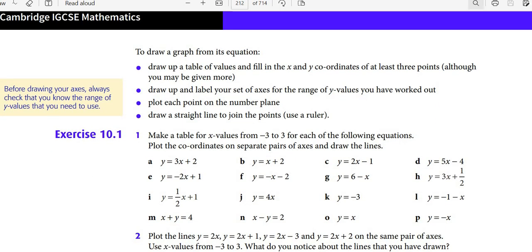To draw a graph from its equation, draw up a table of values and fill in the x and y coordinates of at least 3 points, although you may be given more. Generally, with just 2 points, it's okay. But if they ask you to do it with more values of x, then use all the values of x. Draw up and label your set of axes for the range of y values you have worked out. Plot each point on the number plane. Draw a straight line to join the points. Use a ruler. Okay.